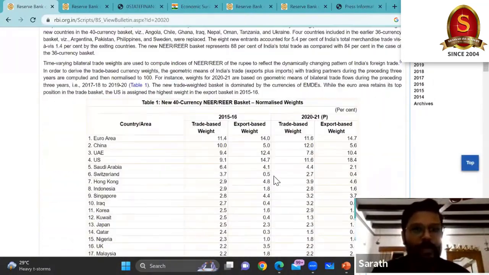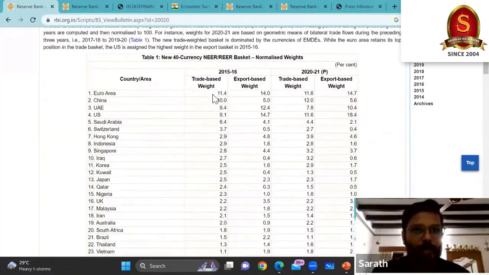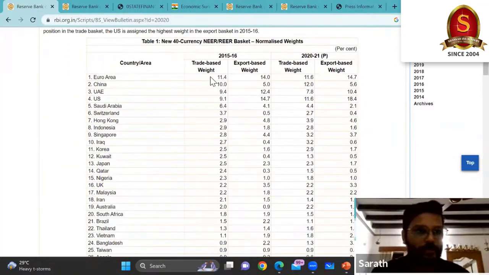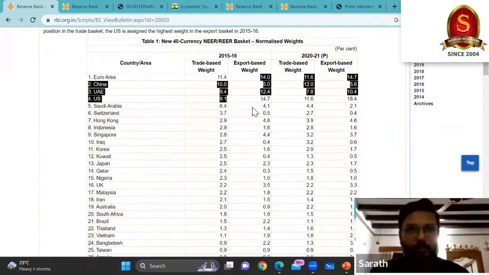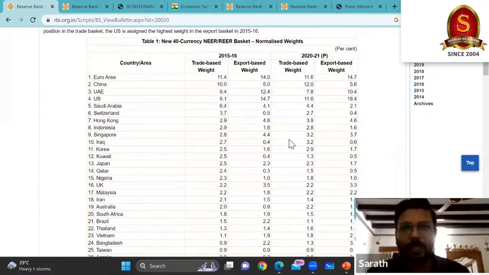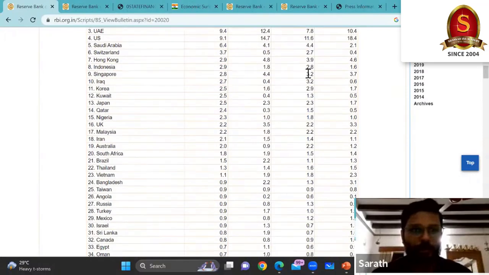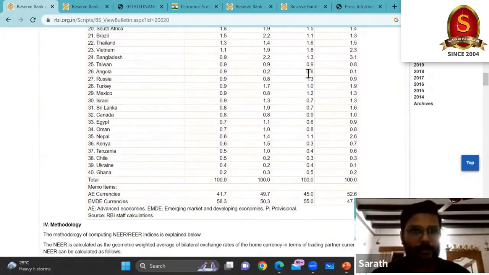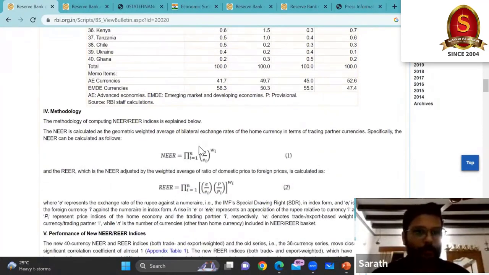So what are the weightages that are assigned? Export trade-based weightage is given over here. This is to answer Sudarshan. Export-weighted weightage is given over here, in the previous and the present. So the two things are given over here. What are the 40 currencies that are there? Eventually a value. The formula for calculating NEER, the nominal effective exchange rate. So this is how it is calculated.